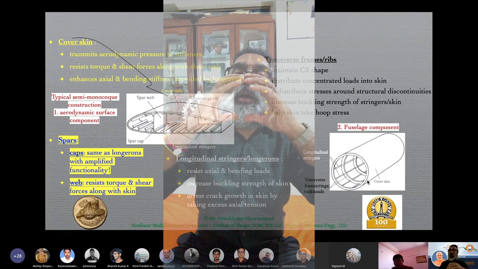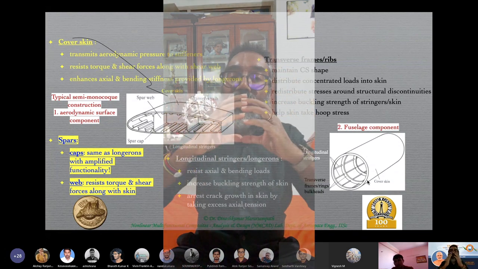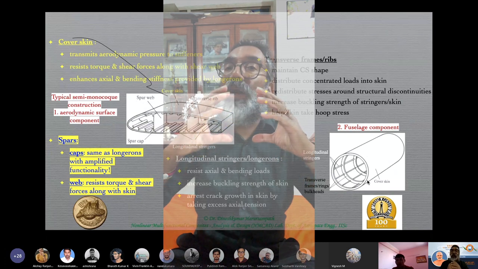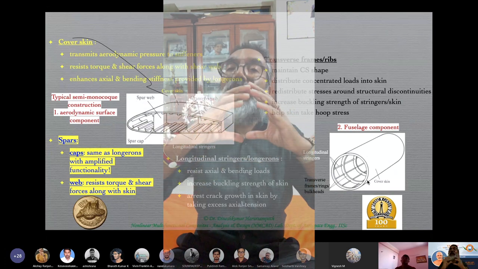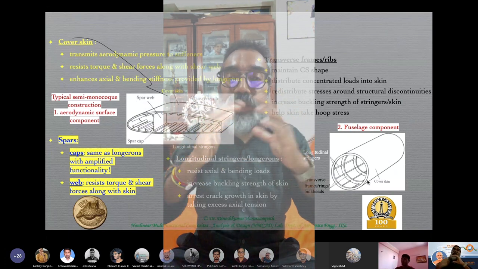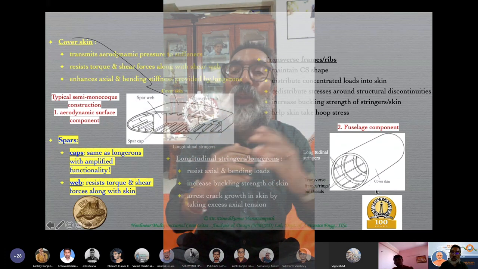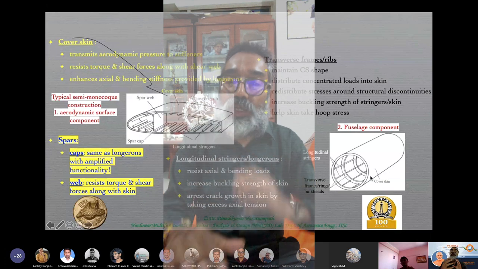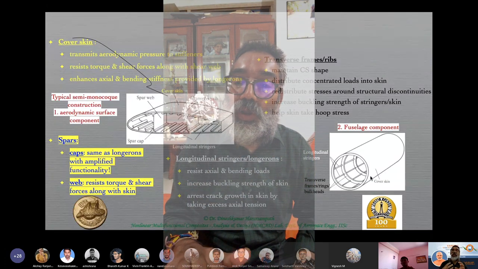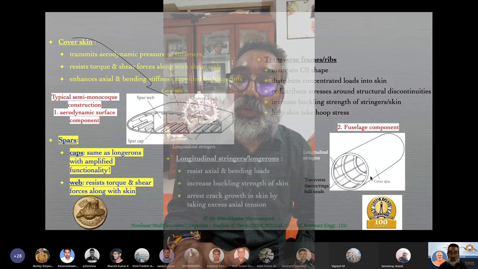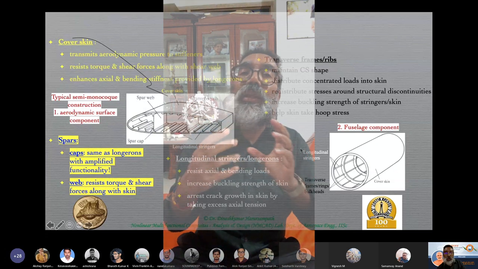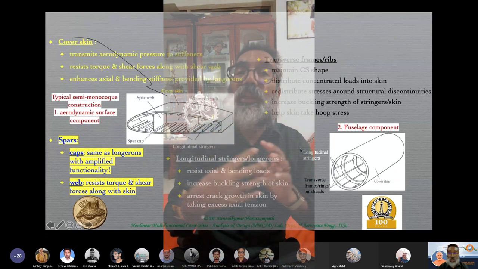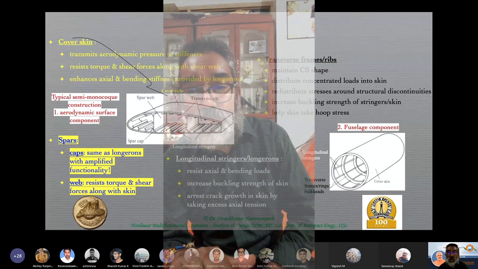So that tensile loading is going to, of course, increase the buckling strength, which is good in a way, but it creates a certain tensile stress, and that has to be handled some way. The skin is handling most of it, but now by putting these stiffeners along its surface at certain locations, it will help the skin in taking that hoop stress as well in a much better fashion.